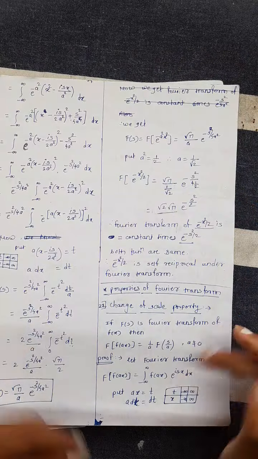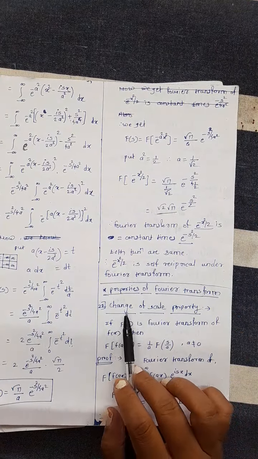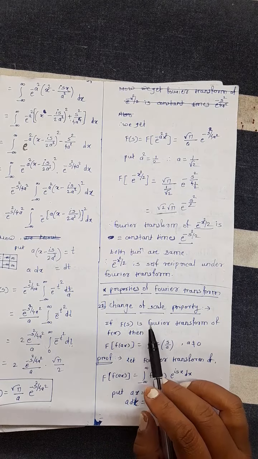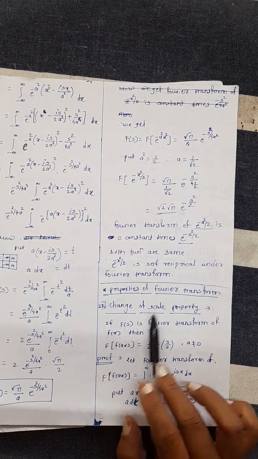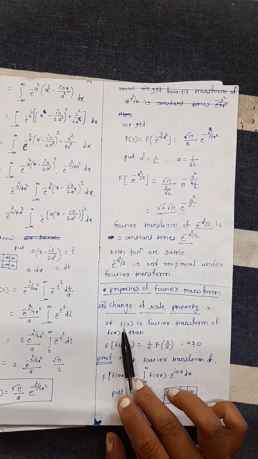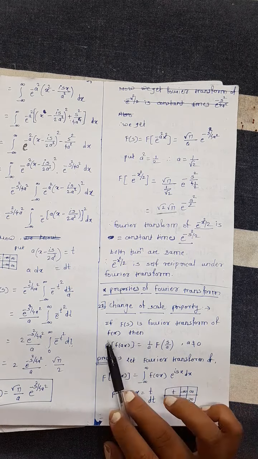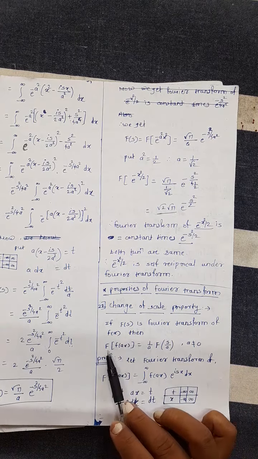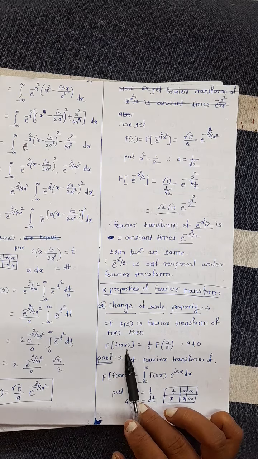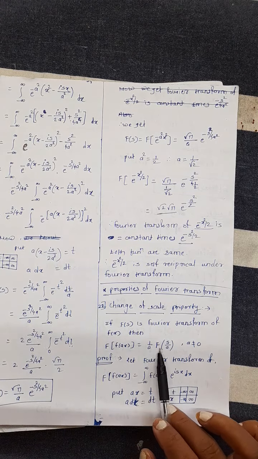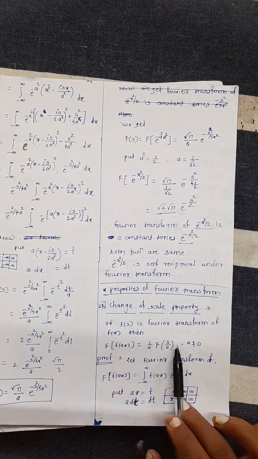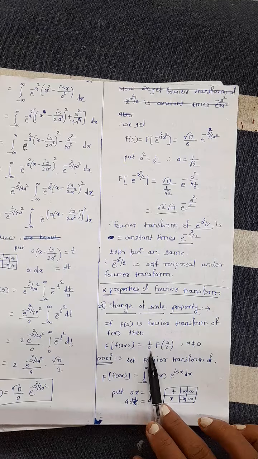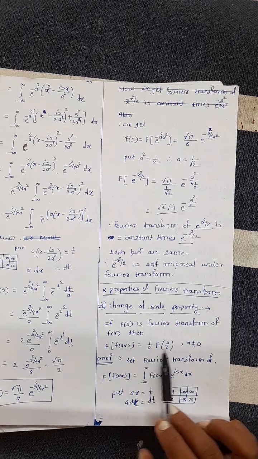Now let us see some properties of Fourier transform. Number 1, change of scale property. This you can consider as another question. What is the statement? If F of s, that is Fourier transform of f of x, is denoted by F of s, then Fourier transform of f of ax is equal to 1 by a times F of s by a, a not equal to obviously 0, because if a becomes 0, it becomes infinity.